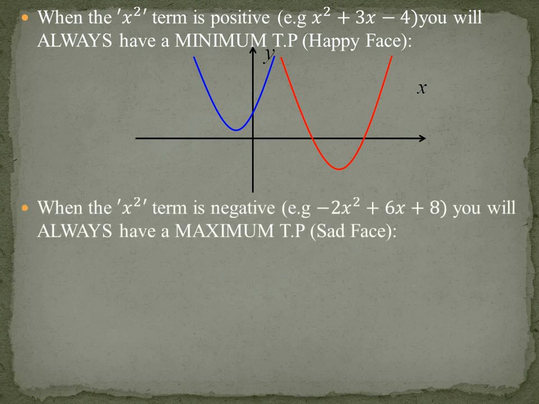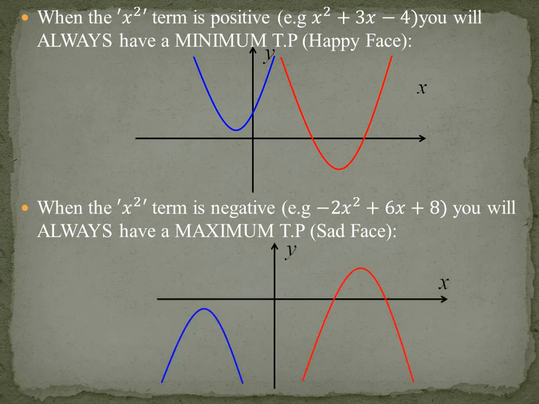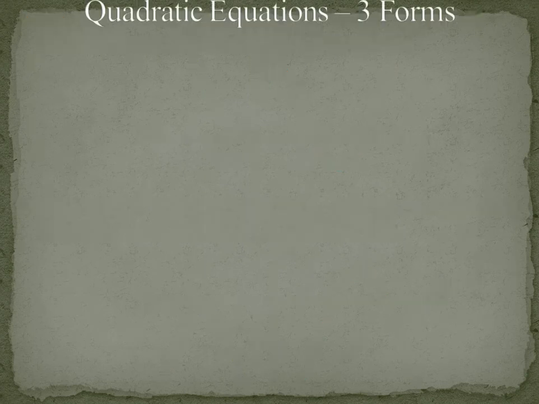And when the x squared term is negative, e.g. minus 2x squared plus 6x plus 8, you will always have a maximum turning point, the sad face. Again, this is important when you see the equation for a quadratic, and you need to learn to pick up on those things, because that will guide you on whatever the quadratic is doing, the solutions it's going to give, and therefore the effect it will have on whatever context you're applying it in.